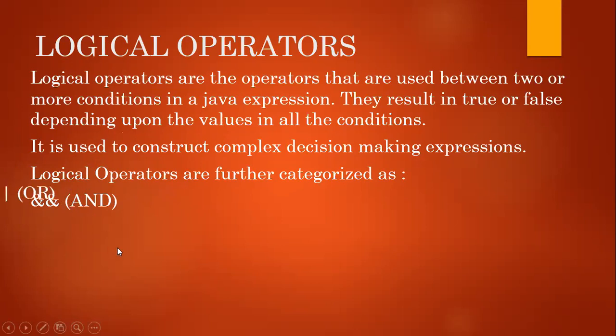Then we have logical or. We use two pipe signs, which you can find on your keyboard if you check carefully. These are two pipe signs together, and we read it as or. The third logical operator is the exclamation sign, which we read as not. So logical operators are three in number: logical and, logical or, and logical not.